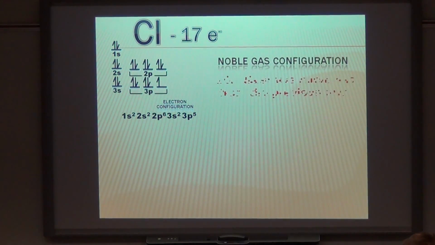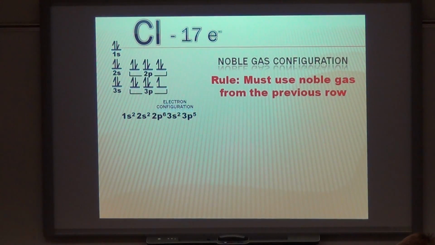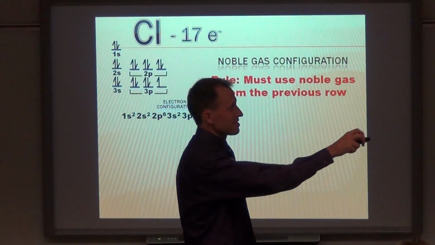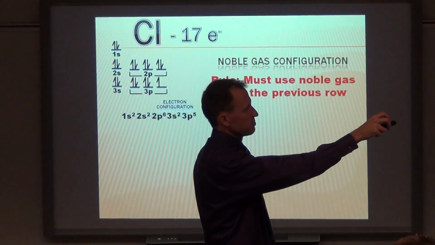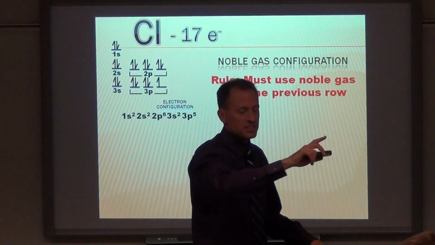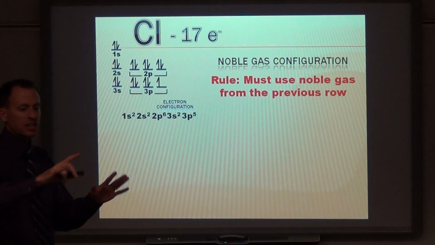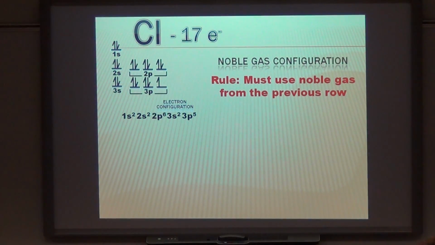So, noble gas configuration. Must use the noble gas in the previous row. You don't necessarily have to write that, but let's talk about that. So let me introduce you to the noble gases. File it under extremely important. These are all my noble gases, the ones on the far right, the last column. You're going to pick up on this really quickly.